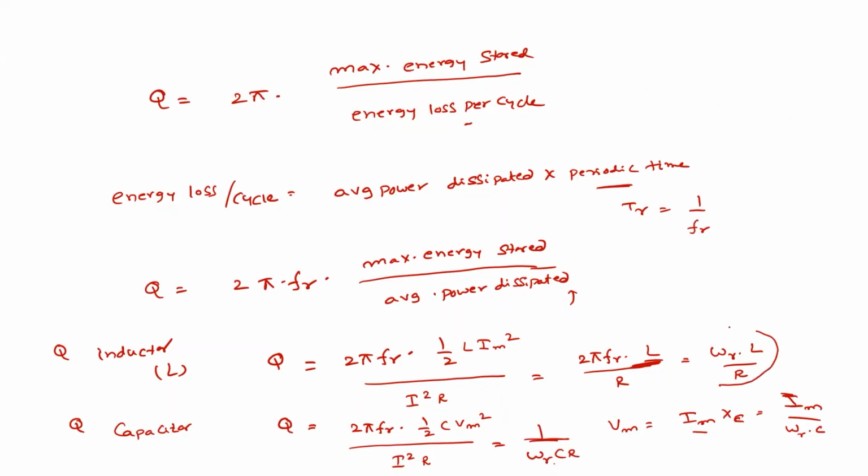Right. So these two are very important. This is the Q factor for the inductor and this is the Q factor for the capacitor. One is omega_r into L by R and another one is 1 by omega_r into C R. This quality factor is associated with the reactive elements. So it basically gives the quality of the reactive power, that is, how much energy it is capable of holding with minimum loss.